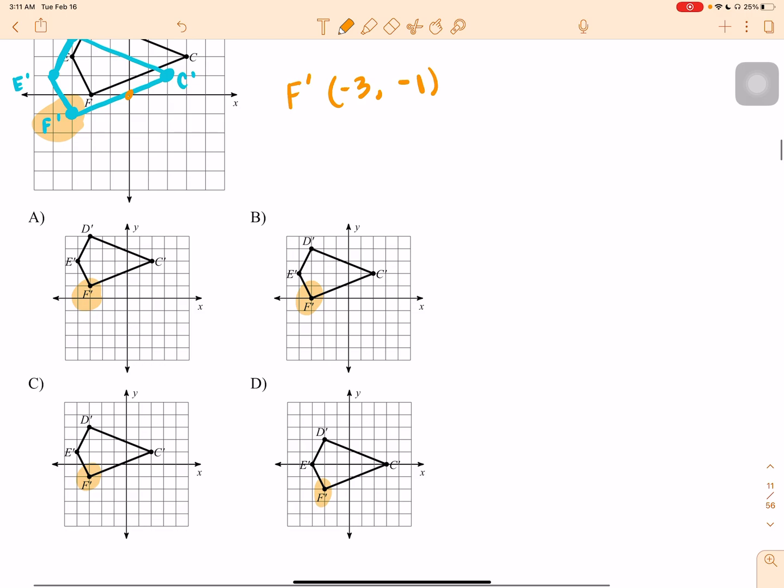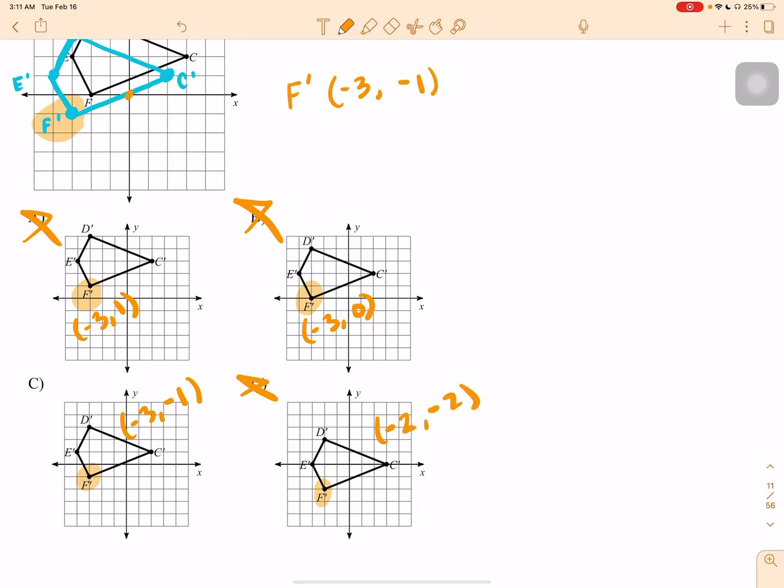So you want to look to see, okay, which of these is -3, -1? Well, this one is -3, +1. So it's not that guy. This one is -3, 0. It's not that one. This one is -3, -1. And then this one is actually -2, -2. So that one's incorrect. It is C.